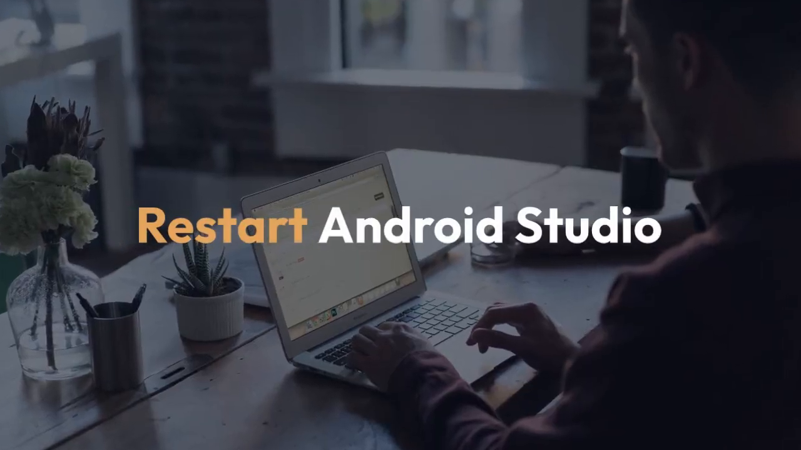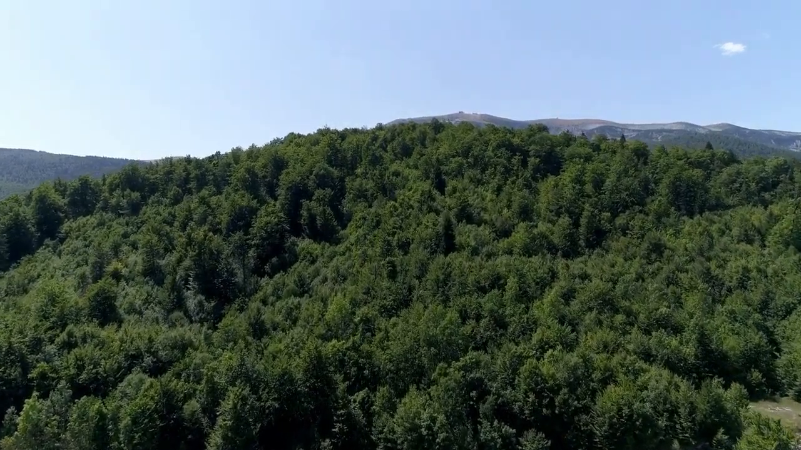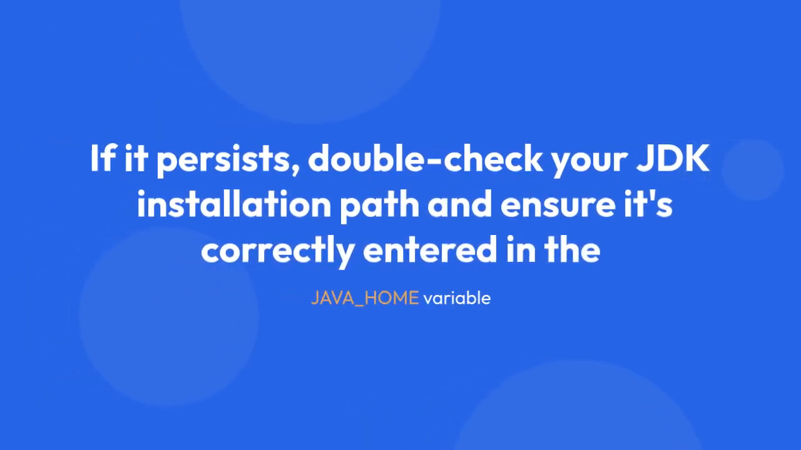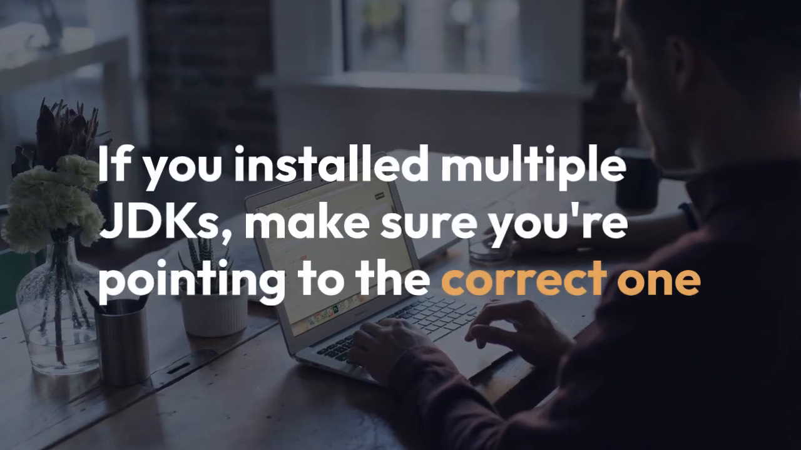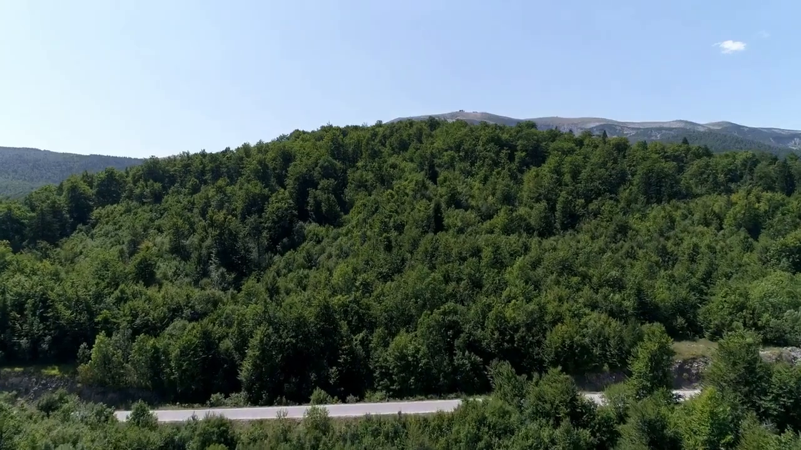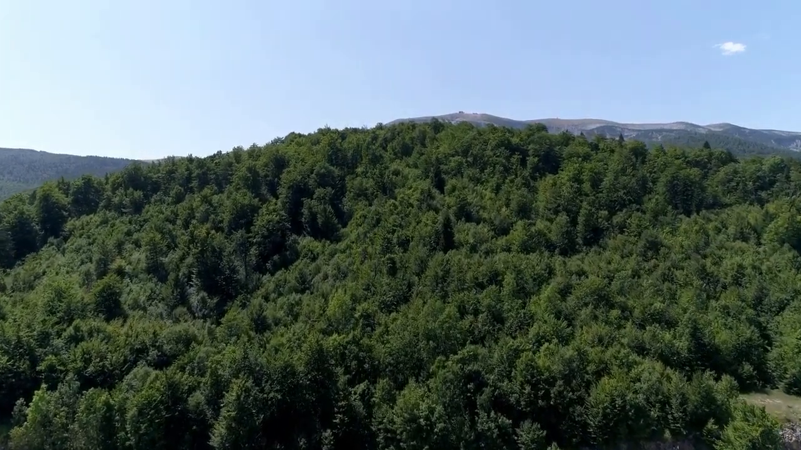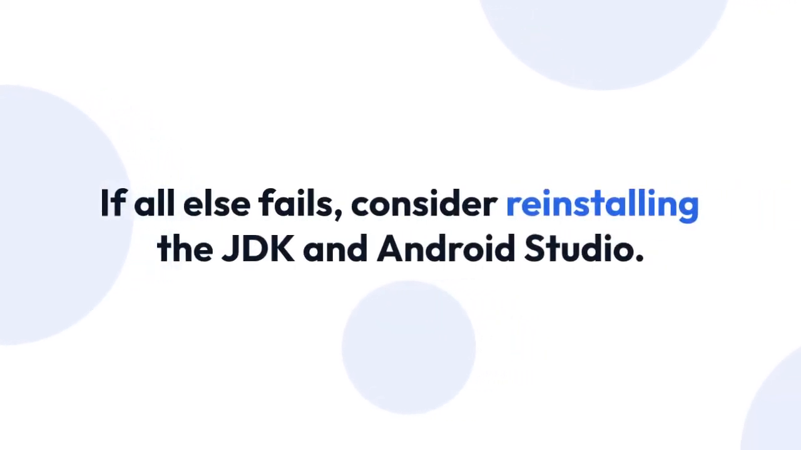6. Restart Android Studio. After making these changes, restart Android Studio. The error should be resolved. If it persists, double-check your JDK installation path and ensure it's correctly entered in the JAVA_HOME variable, paying close attention to capitalization and the accuracy of the path. If you installed multiple JDKs, make sure you're pointing to the correct one, and try invalidating the caches and restarting Android Studio if the issue remains. If all else fails, consider reinstalling the JDK and Android Studio.